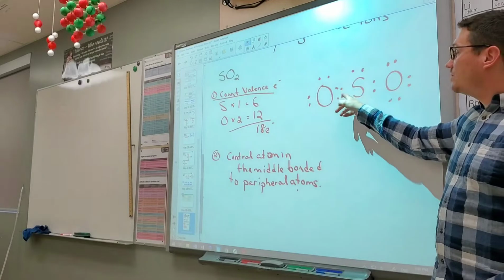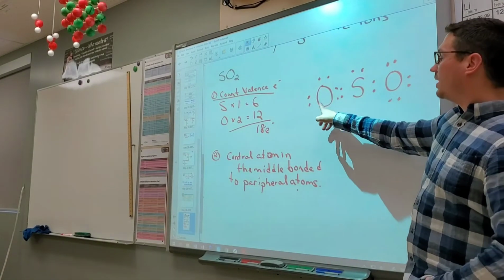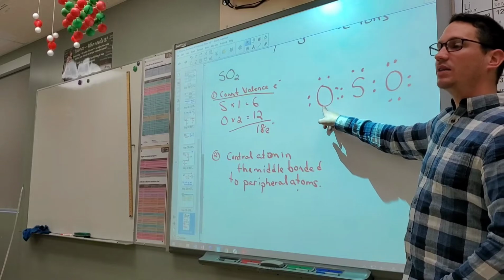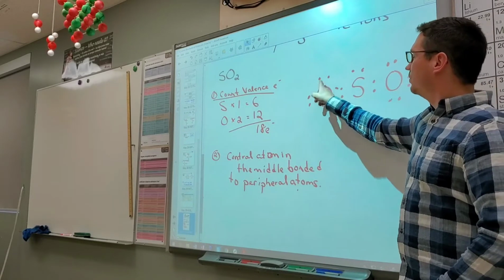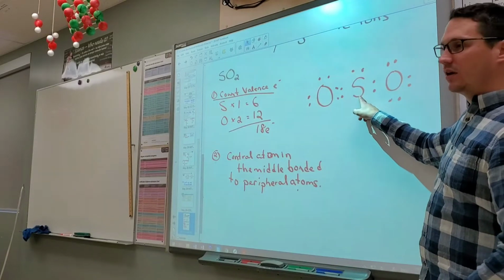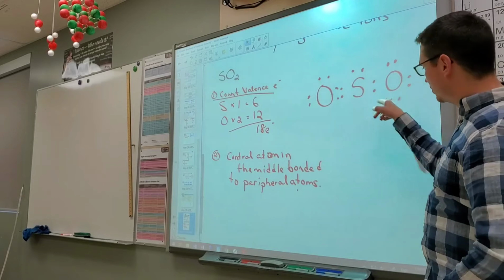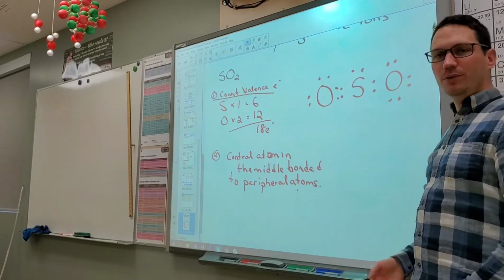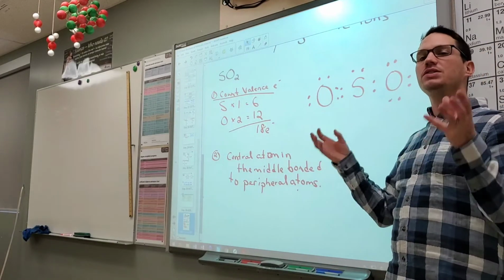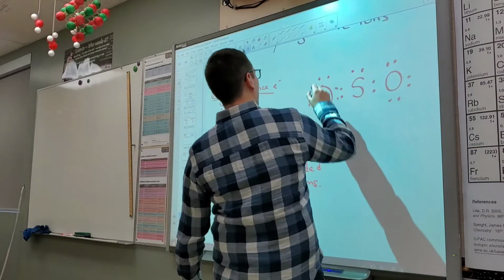So now, can you see how there's a double bond in between the sulfur and the oxygen? How many electrons surrounding this oxygen? 2, 4, 6, 8. It's happy. How many surrounding this sulfur? 2, 4, 6, 8. It's happy. How many surrounding that oxygen? 2, 4, 6, 8. This is the Lewis diagram. This is the Lewis structure for this molecule.